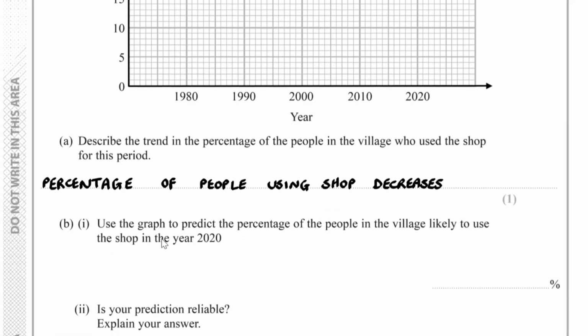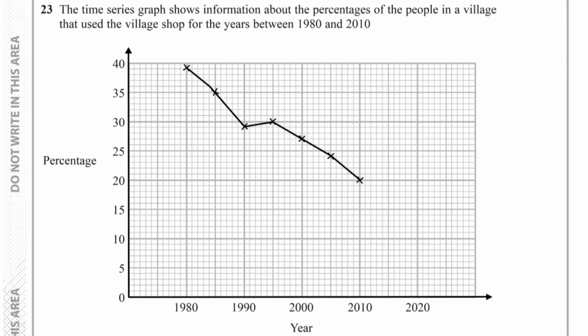And then we have to use the graph to predict the percentage of the people in the village likely to use the shop in the year 2020. Well, what we have to do to begin with is draw a line of best fit. So if I draw a line of best fit, we would have something roughly looking like this. And then for 2020, well, we draw a line up from 2020 and then draw a line across, what we see is we've got 16.